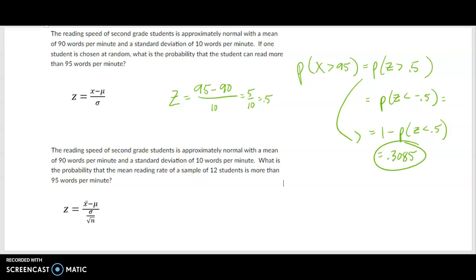Okay, so about a 31% chance there that if you pick one student at random, they're going to read more than 95 words per minute. Okay, now here's the next scenario. You pick 12 students, you figure out the mean reading rate, and then you answer the probability that the mean reading rate is more than 95 words per minute.